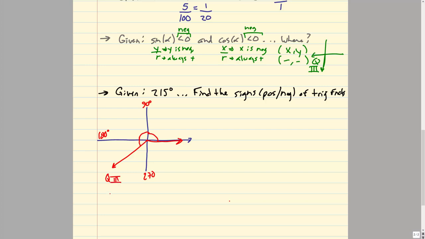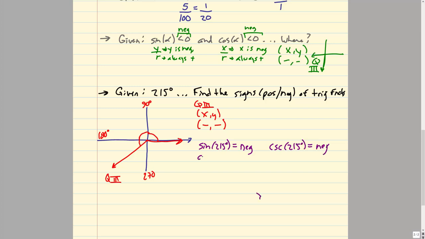We're in quadrant 3. Well, in quadrant 3, we know that my x and my y values are both negative. Okay, so let's go ahead and start making our list up. Let's start with sine. Now remember, r is always positive, so r doesn't really have any influence here. So let's look at the sine of 215 degrees. Remember, that's y over r. Y is negative, r is always positive, so this is going to be negative. Well, if sine of 215 is negative, so is cosecant of 215, because that's the reciprocal of sine.